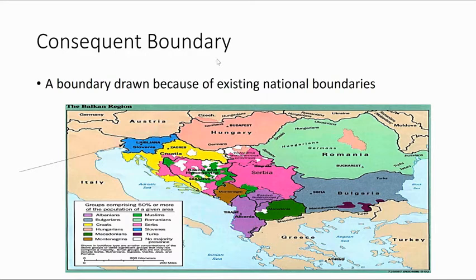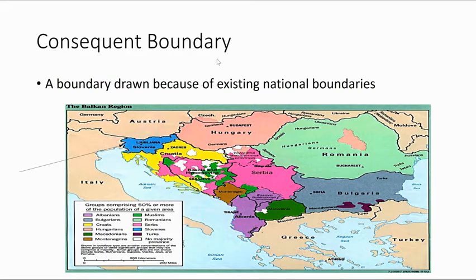In other words, not only were there people living there, but the boundary was drawn in a way to try to reflect where those ethnicities were. And so we sometimes call a consequent boundary an ethnographic boundary. It is a subsequent boundary that is drawn with regard to the ethnicities there. And I think a really good example of this, if you look on this map, would be Slovenia, probably the best example.